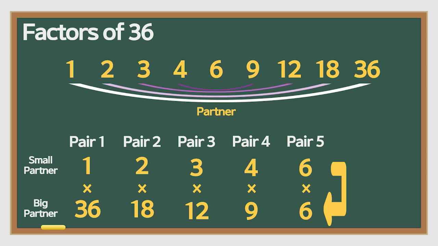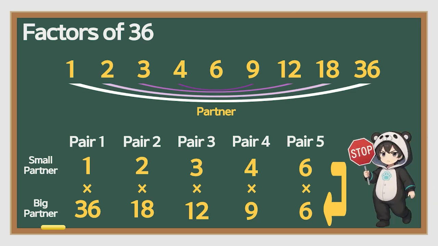What happens if we pass this point? The next pair is 9 times 4. Wait a minute. This is the same couple as 4 times 9. It is just a mirror image. Here's the conclusion. If you didn't catch the small partner before the square root, the big partner cannot exist. Why? Because the big partner needs the small partner to exist. So, we only need to search up to the square root. Anything after that is a waste of time.